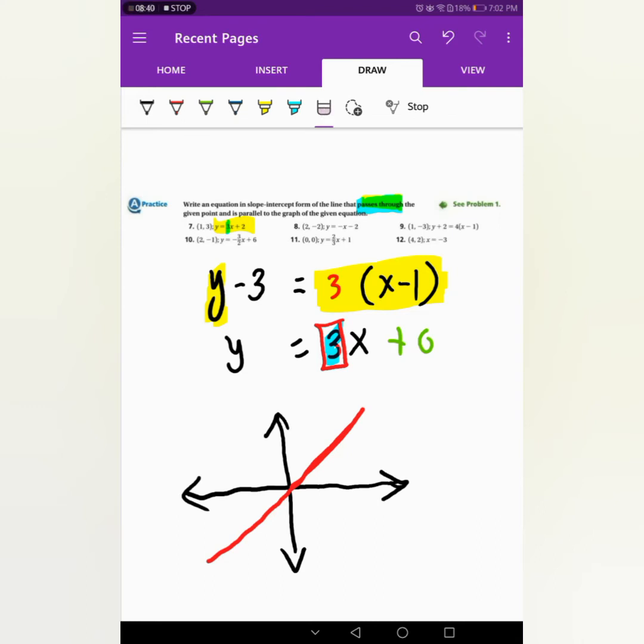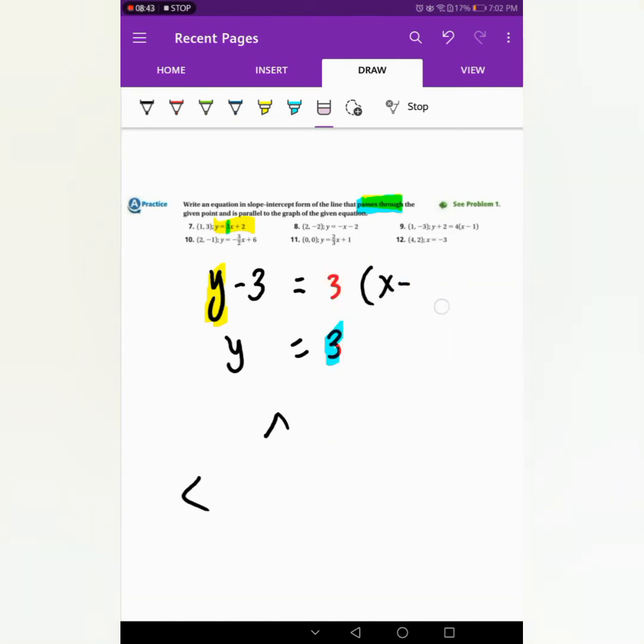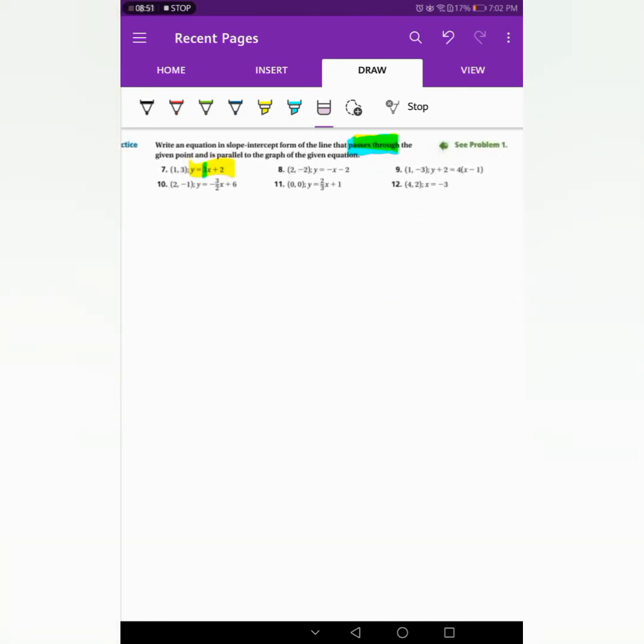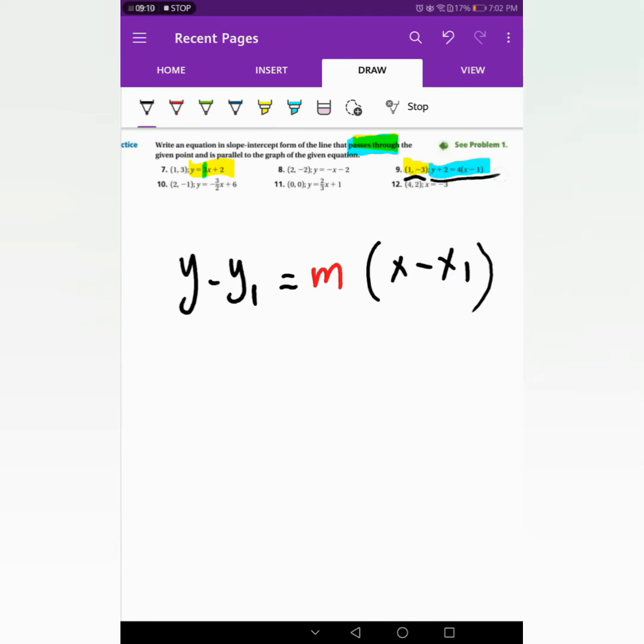Okay, let us take number 9. Again, I have a point and an equation. That means I have to use this form: y minus y1 equals m multiplied by x minus x1. All the time I have to use this if you have a point and an equation. Now replace the x and the y coordinate. This is x and this is y.